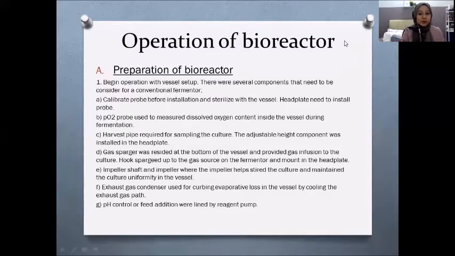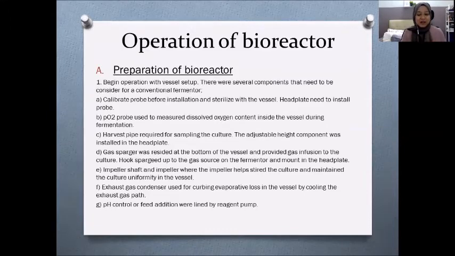So we go to the operation of bioreactor. The first one is preparation of bioreactor. To begin the operation with the vessel setup, there are several components that need to be considered for a fermenter. Calibrate the probe before installation and sterilize with the vessel. Head plate needs to be installed with the probe. The pO2 probe is used to measure the dissolved oxygen content inside the vessel during the fermentation. Then harvest pipe is required for sampling the culture.